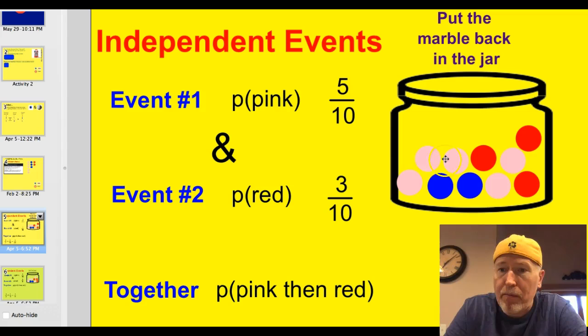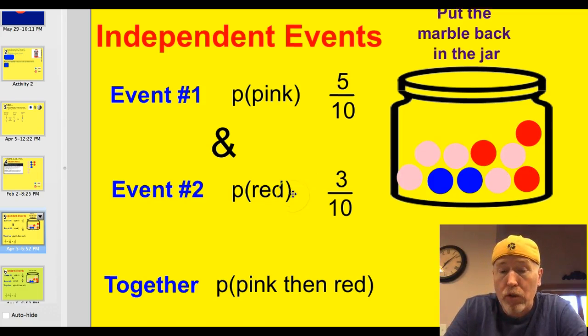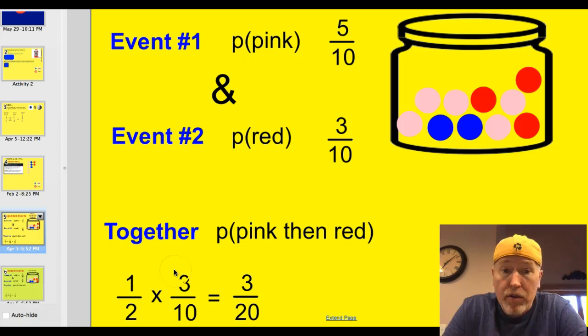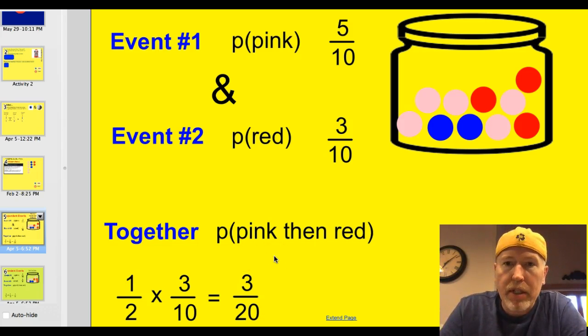Well, the probability of pulling a pink is 5 out of 10. There's a total of 10 of them in there. 5 of them are pink. Pretty straightforward. Probability of pulling the red is 3 out of 10 because there are 3 red ones in here out of a total of 10. Together, the probability is then 5/10, which I simplified to 1/2, times 3/10, which gives me 3/20. That's the probability of pulling first a pink and then a red. Are you with me? I hope so. That was the easiest one.